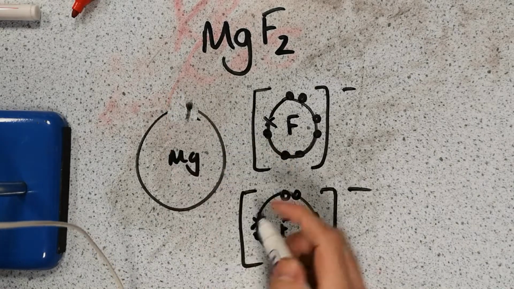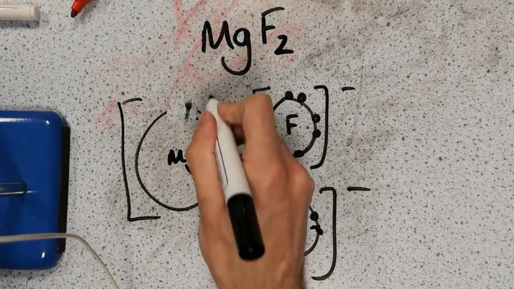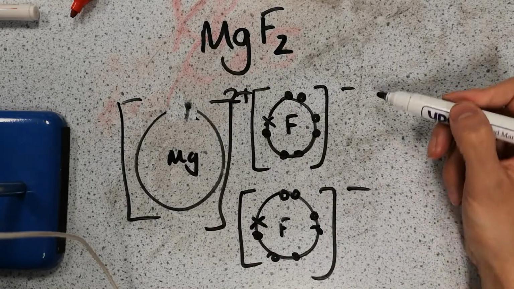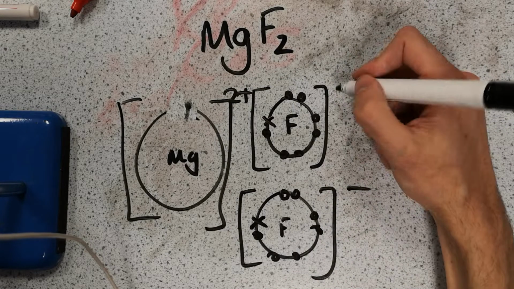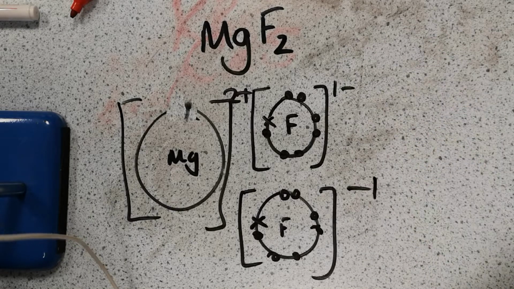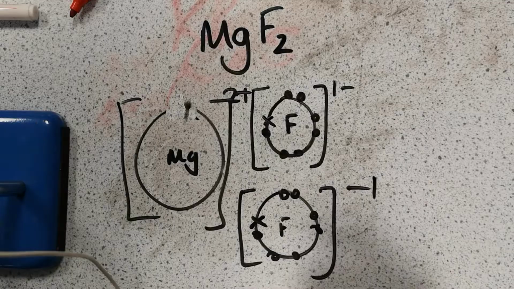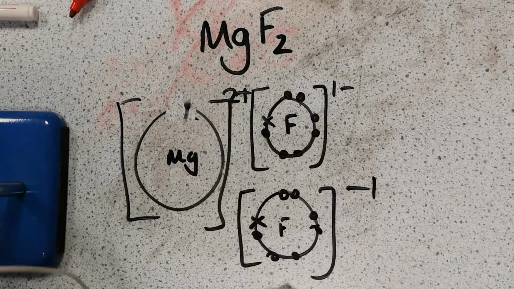So that electron has now gone to here, and that creates a 2 plus and 2 single minuses, which I've just put as minuses here. You could put it as 1 minus or even -1. It makes no difference how you do it. So that is the ionic bonds.